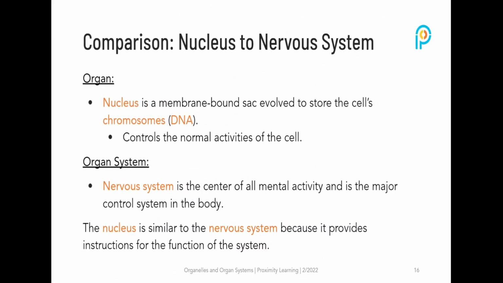All right, let's compare the nucleus to the nervous system. So, the nucleus we know is the membrane bound sac that's evolved to store the cell's chromosomes, so DNA. It controls the normal activities of the cells, like the brain. And then the nervous system is the center of all mental activity and is the major control system in our bodies. So the nucleus is similar to the nervous system because it provides instructions for the function of the system.